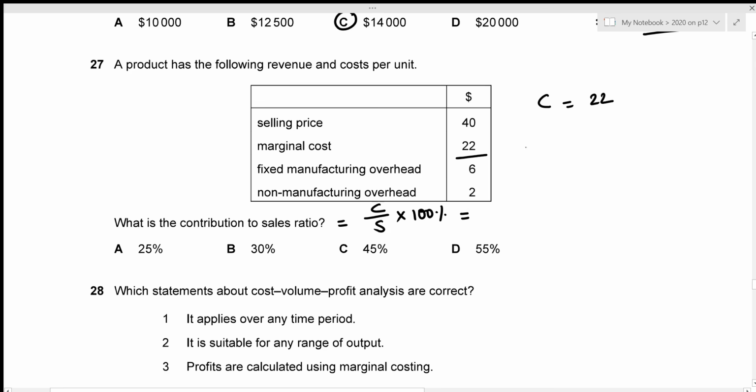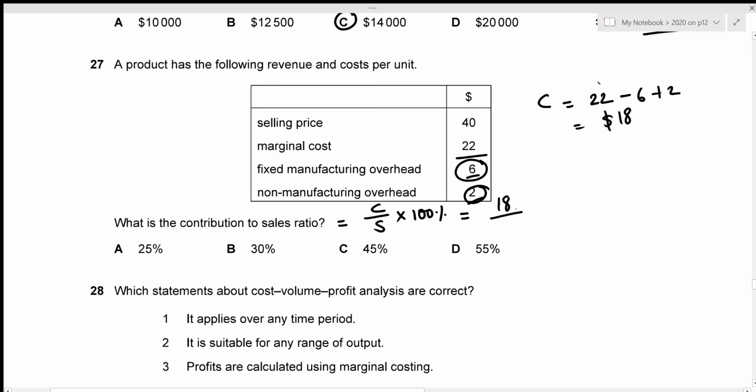Alright. Then we are given the fixed manufacturing overhead of $6 and non-manufacturing overhead of 2. And remember that contribution should not be including the fixed cost, right? So we should be subtracting this fixed manufacturing overhead of 6. But remember that non-manufacturing overhead should also be a part of contribution. So we need to add this $2, which gives our contribution per unit to be 22 minus 6 plus 2, which is 18.